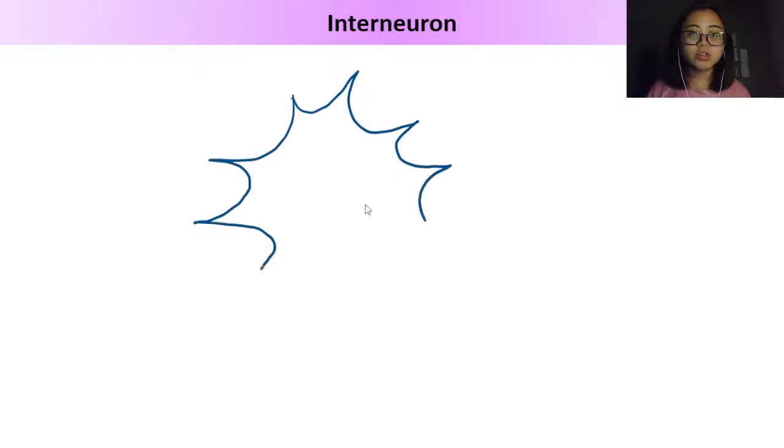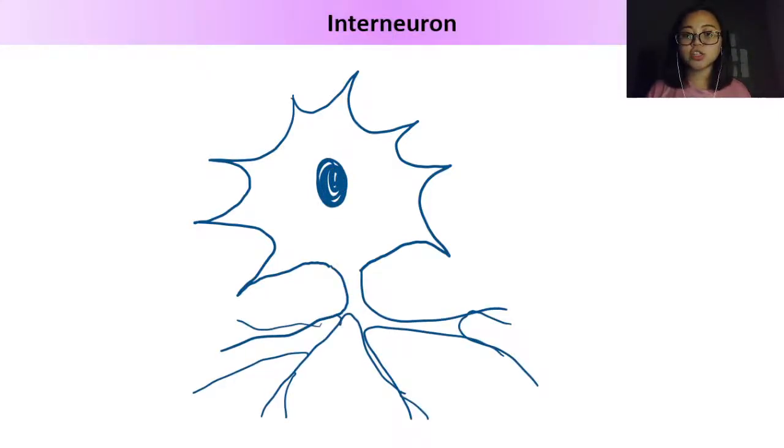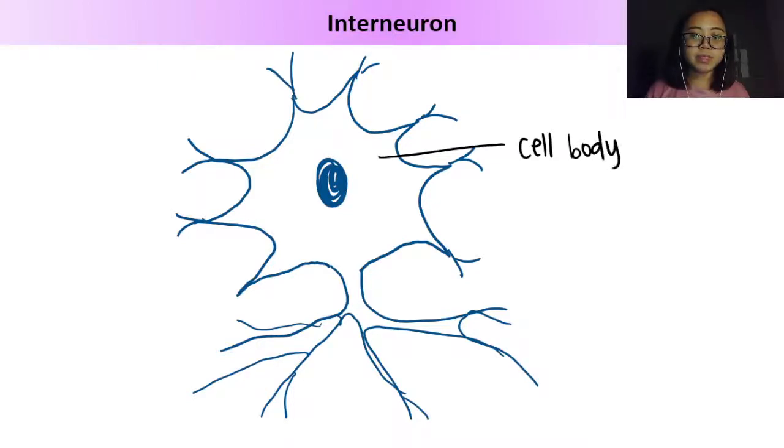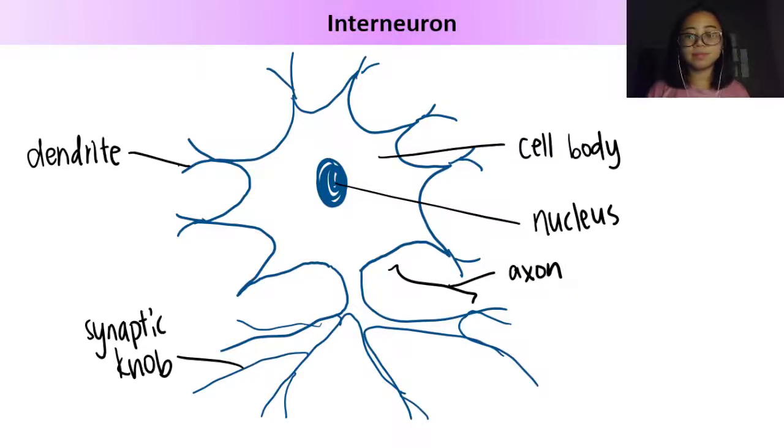Okay, so the interneuron looks pretty much like this. It has a big cell body. We're drawing in the nucleus. We're drawing the very short axon and the many synaptic knobs. And we are drawing in the rest of the dendrites. And then I'm going to label cell body, nucleus, axon, dendrite, and synaptic knob. That's it for interneuron.